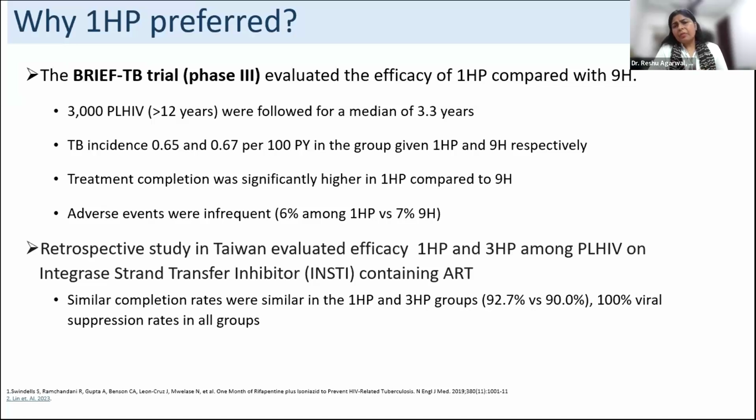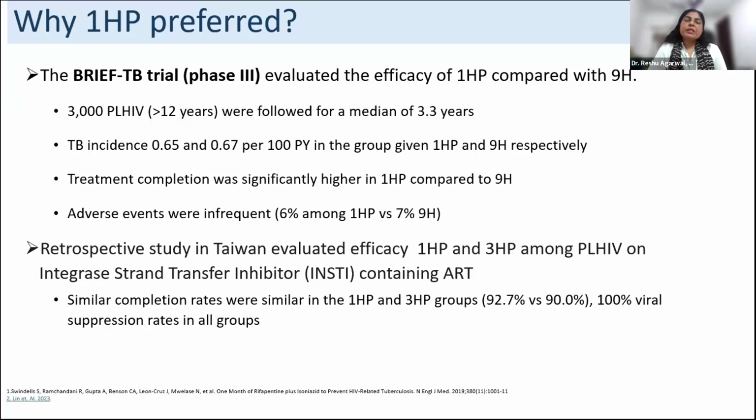In fact, for 1HP, the TB incidence rate was found to be a bit low, the completion rates were also similar, and the adverse effects were also comparatively low. So between INH of 6 months and 1HP, this was mainly the decision point: with 1HP, we can get similar results or maybe a bit better results with a shorter regimen.